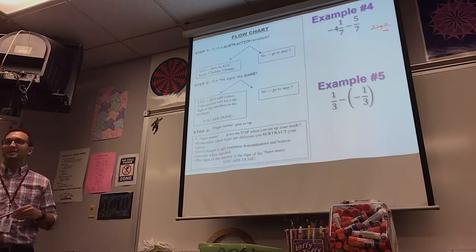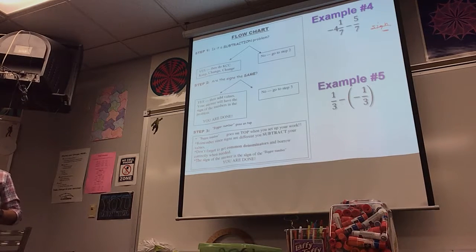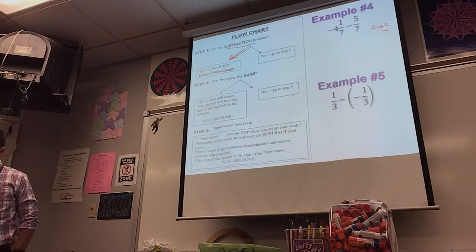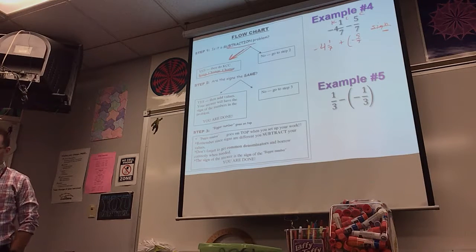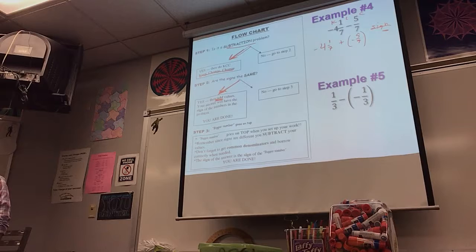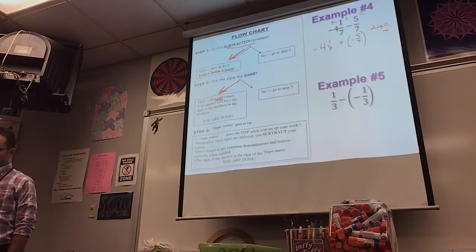Now we're doing example 4. All right, let's take a look. I'm going to keep change on this one. Is this a subtraction problem? Yes, it is. So let's keep change. Keep change. I get negative 4 1/7 plus negative 5/7. Are the signs the same? Yeah, they're both negative, so we're going to add them. Luckily for us, this is a pretty easy addition.